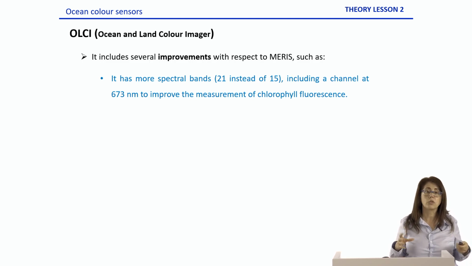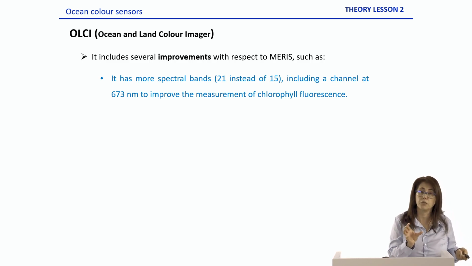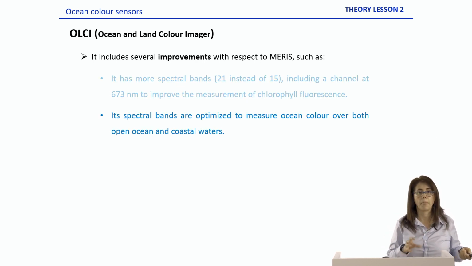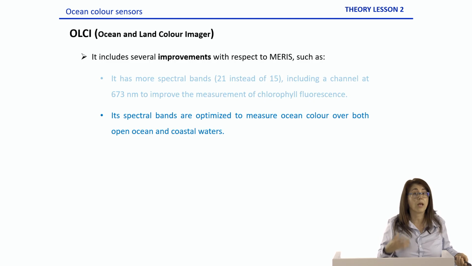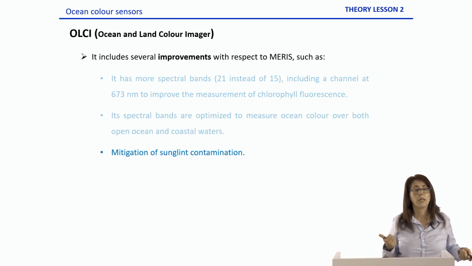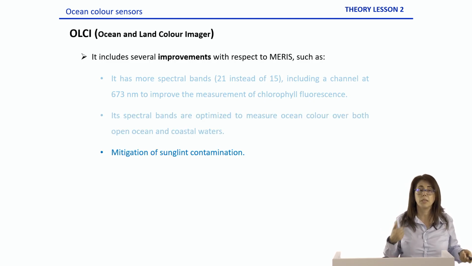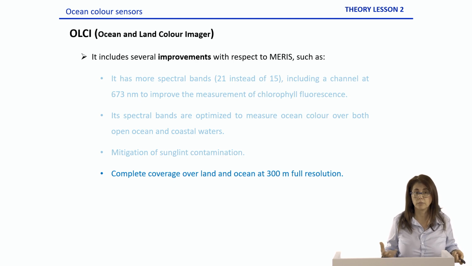And it also includes a channel at the 673 nanometer waveband, so it improves the measurements of chlorophyll fluorescence. Also, the spectral bands are optimized to measure ocean color over both open ocean and coastal waters. It also includes a mitigation system of sunglint contamination, so we will lose less data due to sunglint.